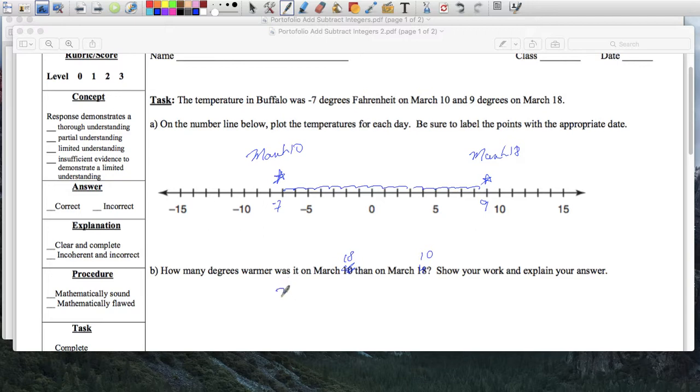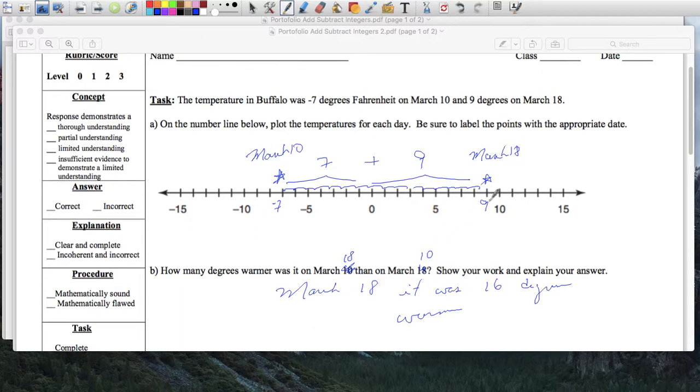So on March 18, it was 16 degrees warmer because I counted the distance between -7 and 0. The distance here is 7. Remember absolute value from last year, so the distance cannot be negative. And from 0 to 9 is 9, so 7 plus 9 is 16. So on March 18, it was 16 degrees warmer.